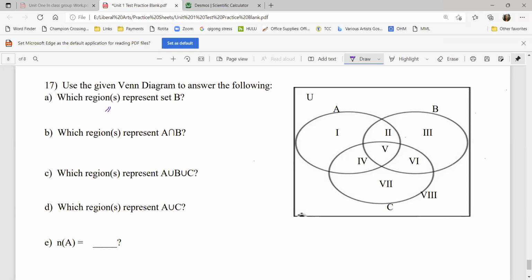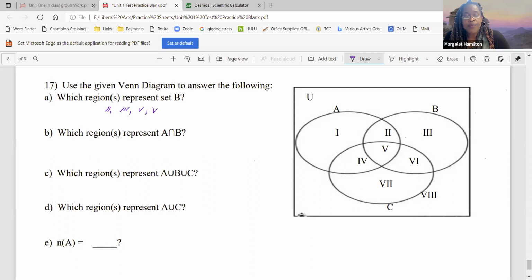2, 3, 5, and 6. Okay, 5 and 6. Remember, these do not go in your set brackets now. This problem on the test will probably just be where they give you the Venn diagram, and then for each question they're going to give you some selections, and you just select the ones that you want. You don't even have to type them in. It's just going to be where you select them.